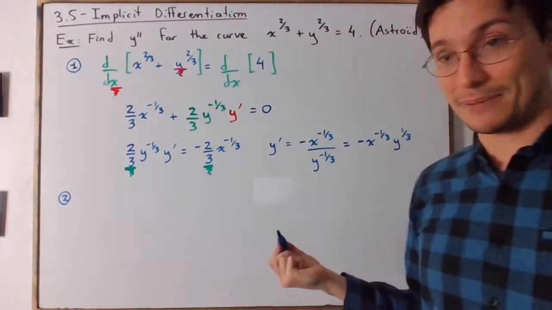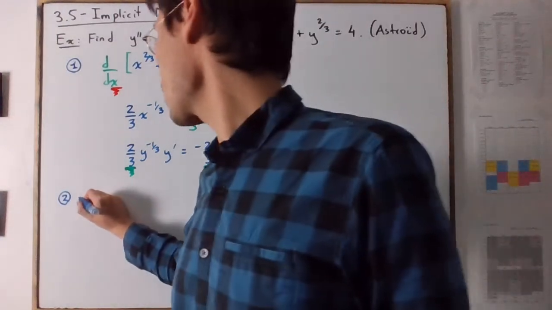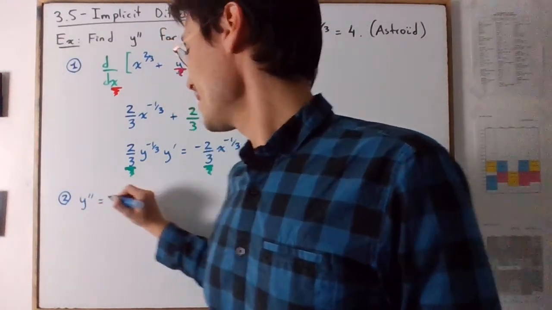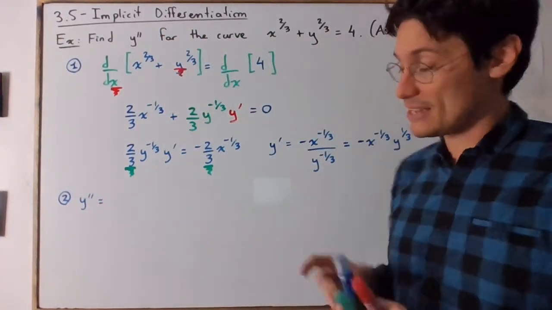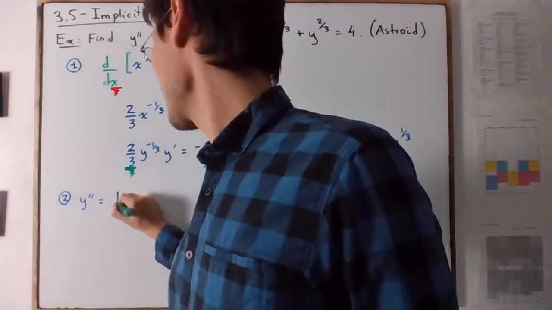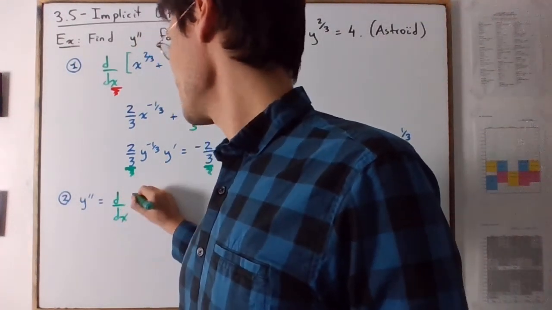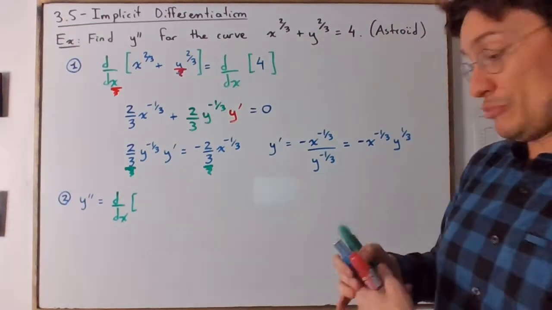So step number two: you're going to take a regular second derivative, but there is a twist. In other words, you're going to go y prime prime is equal to, and you're just going to take this and differentiate it with respect to x. So d over dx of the bracket.